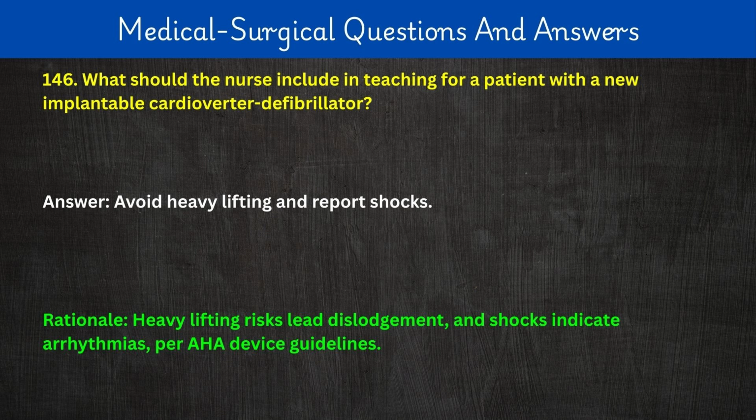146. What should the nurse include in teaching for a patient with a new implantable cardioverter defibrillator? Answer: avoid heavy lifting and report shocks. Rationale: heavy lifting risks lead dislodgement and shocks indicate arrhythmias per AHA device guidelines.